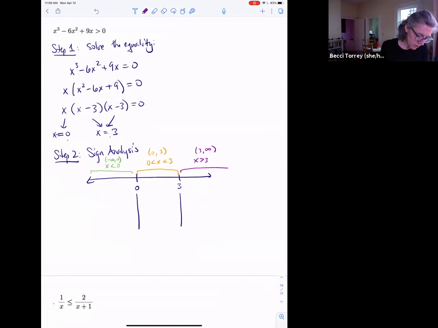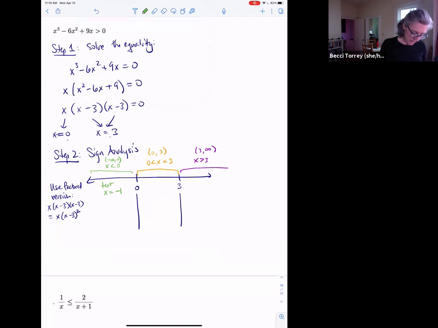We're going to use, again, the factored version to test for the sign. So use the factored version, which is x times x minus 3 times x minus 3, which we can rewrite conveniently as x times x minus 3 squared, right? And this is nice because when you square something, it's going to be positive. So when I check x is less than 0, I can take any number that's less than 0 and plug it in. I'll try to keep it small, probably x equals minus 1.